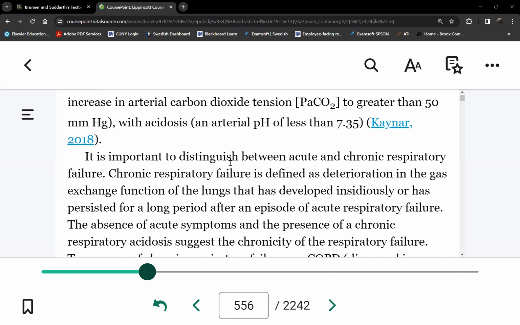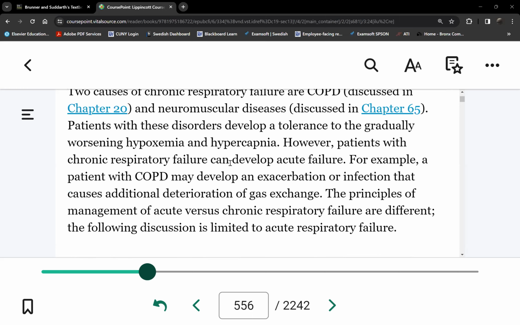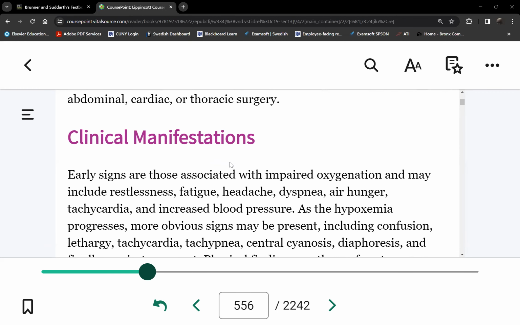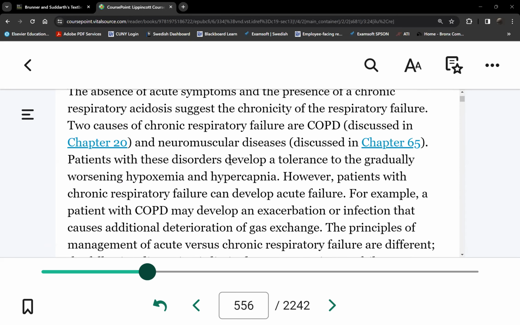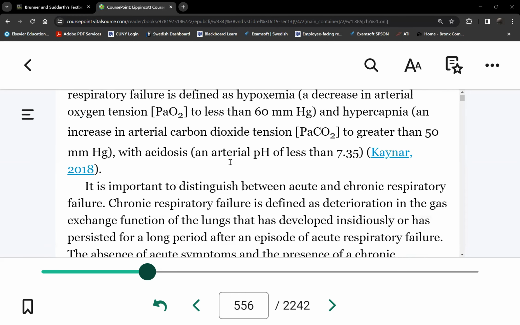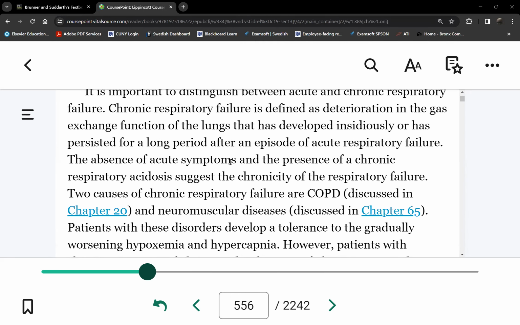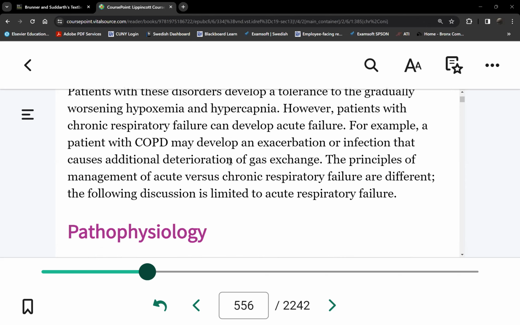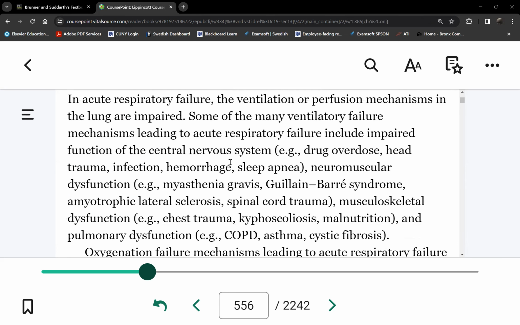So what are the causes of this? There's no table. Okay, so here are the causes. Just grab them from the paragraph. So these are the causes. You'll notice that some are respiratory, meaning lung conditions, but most are not.